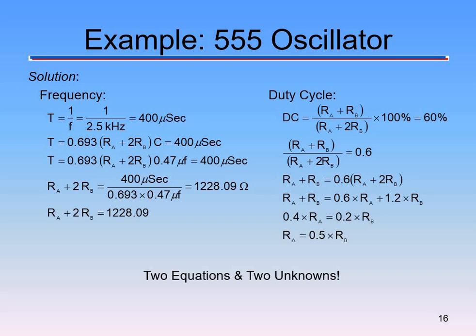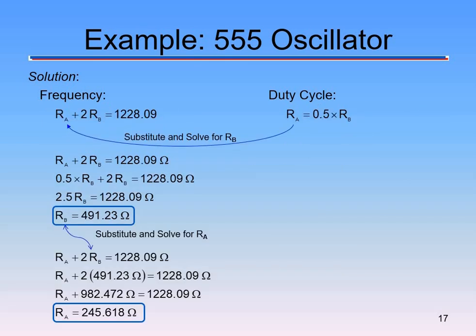You're going to take RA and substitute it into the equation on the left. So we have 2 equations and 2 unknowns: the one on the left, RA plus 2RB equals 1228, and the other equation, RA equals 0.5 times RB. We're going to take the one on the right-hand side and substitute it in for the RA on the left-hand side, so that entire equation will be in terms of RB.